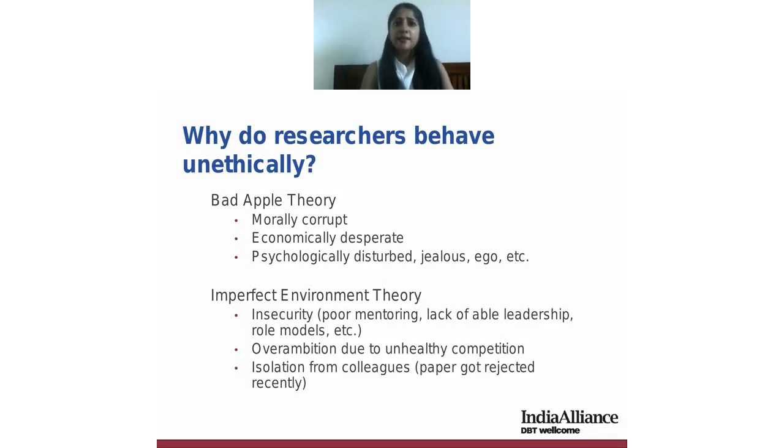One is the bad apple theory, like in crime. I mean, some people are just morally corrupt. They are predisposed to act a certain way, to cheat, to lie. In that case, other than punishing them, there's nothing that can be done. But there are other factors that lead researchers to do these things.